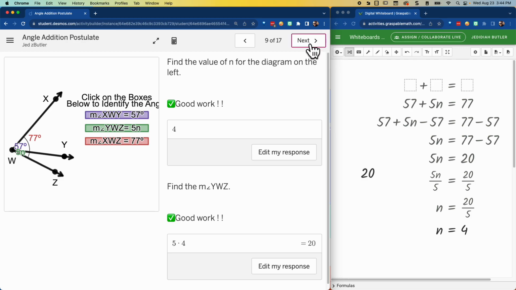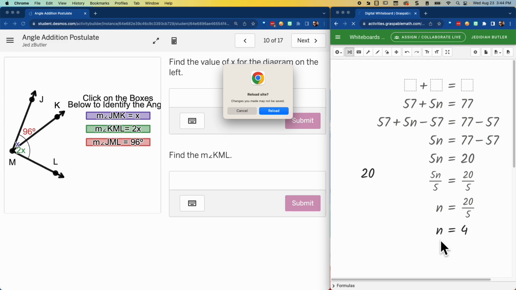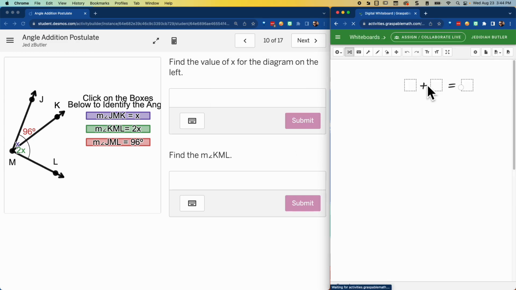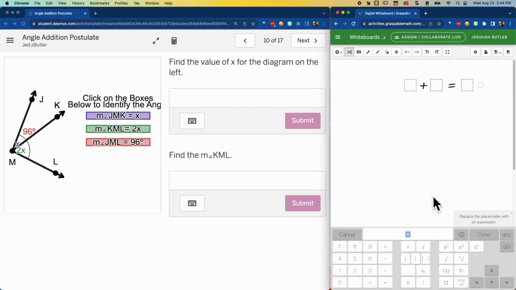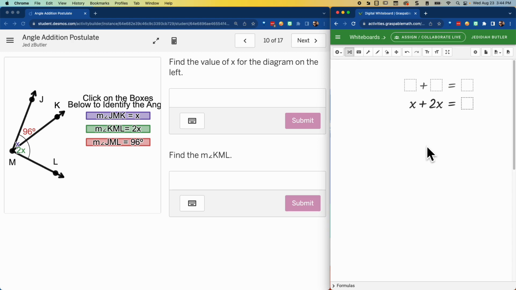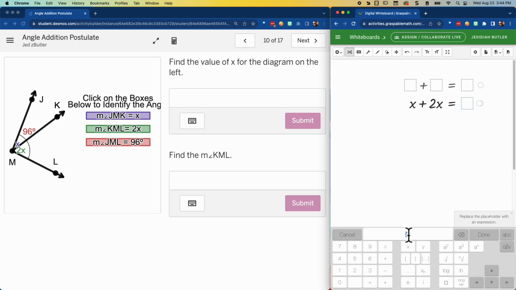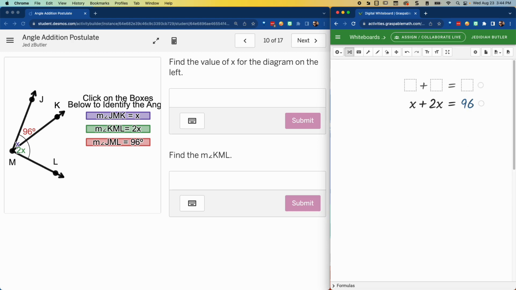Let's keep repeating with the same process. I'm going to refresh this screen so I can start over with my 3 boxes. I have 96 degrees for the whole thing, and I have x for the purple and 2x for the green. That's a little bit different. So it's like I have x for one of the angles, and I have 2x for the other angle. And together, they're going to be the total, which is 96.